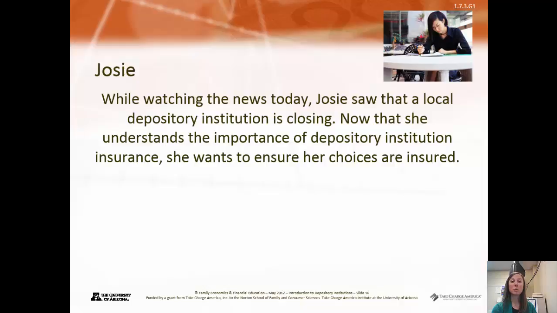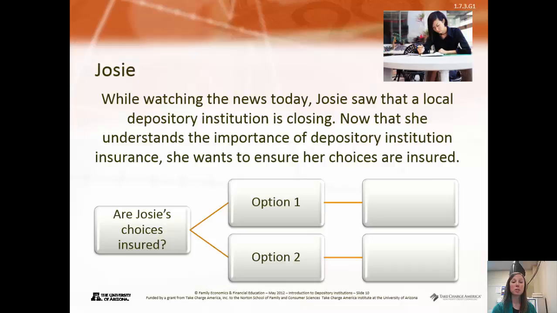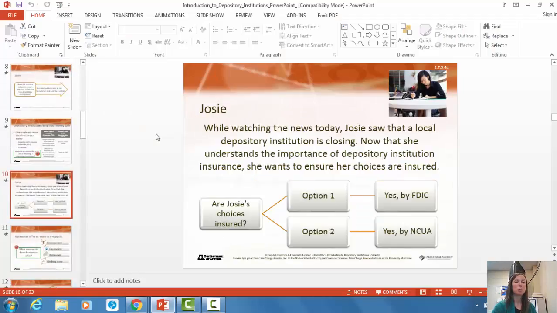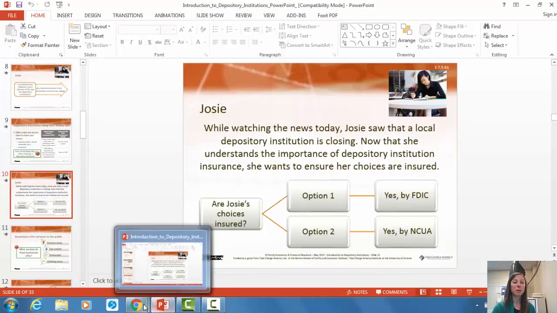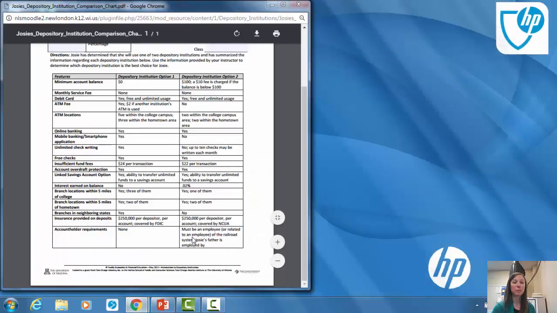So Josie, while watching the news today, Josie saw that a local depository institution is closing. Now that she understands the importance of depository institution insurance, she wants to ensure her choices are insured. So are her choices insured? Option 1 and option 2. We can go check that out in our handout.